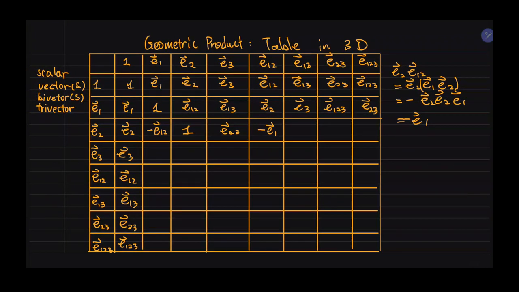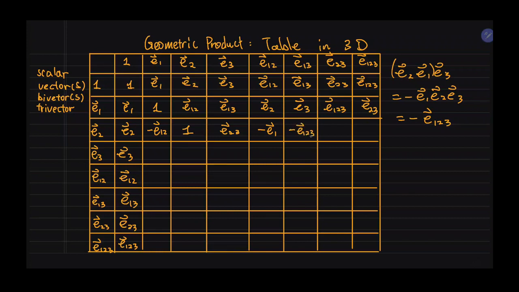And now e2 e13. So e2 e1 e3 is equal to... this is just a trivector, but since we want to express it in the same basis, we would like to swap the order. So we just swap the order between these two. So it will be minus e1 e2 e3, so it will be minus e123.